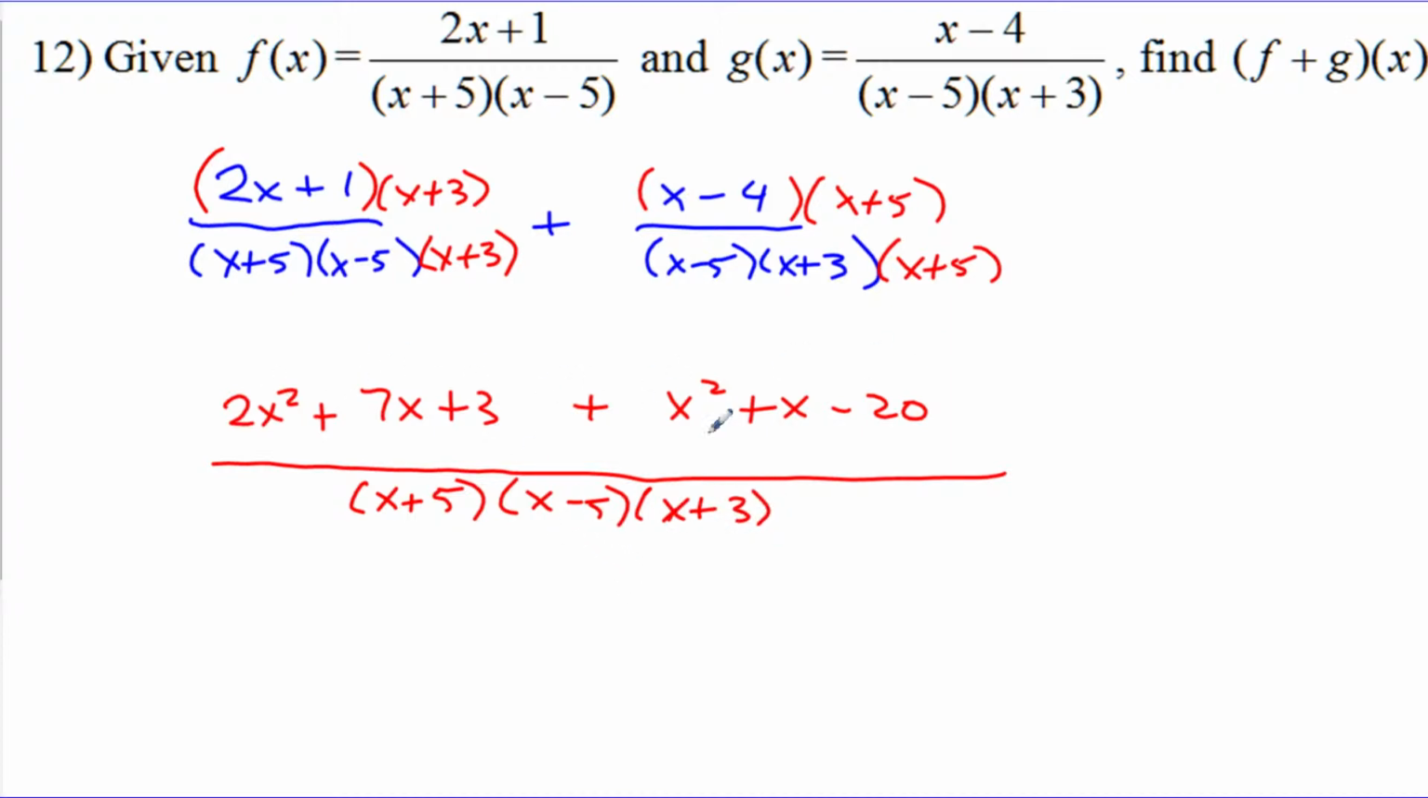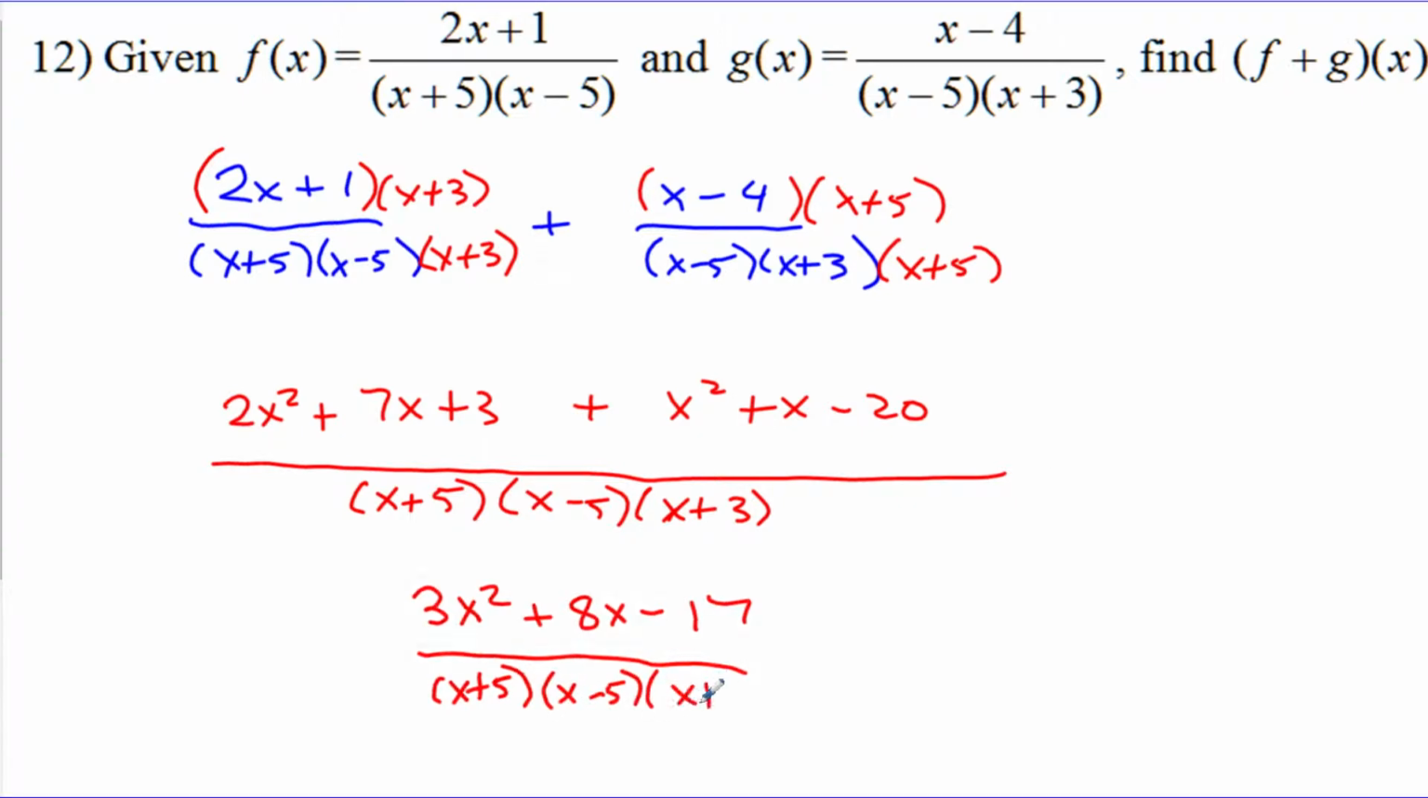So now I just have to combine like terms in the numerator. It looks like I have 3x squared, I have 8x, and I have minus 17. And again, it's all over this common denominator. Don't forget to write the denominator. That is a part of the answer. I can't say that the fraction is complete without that denominator. So I would say this is my final answer.